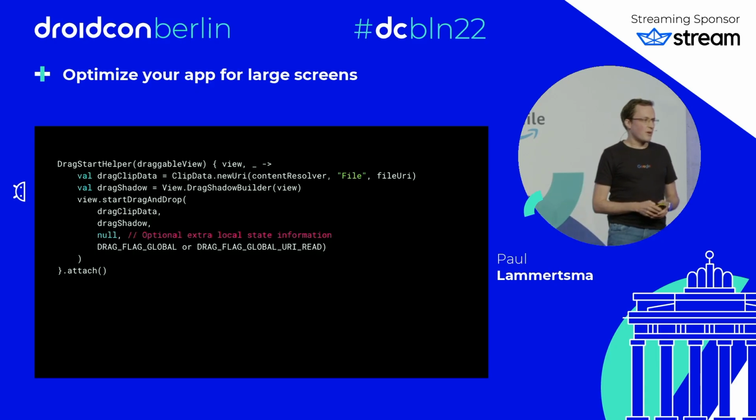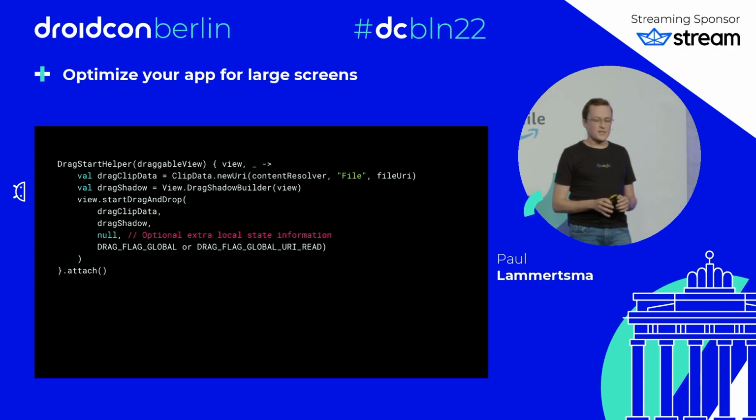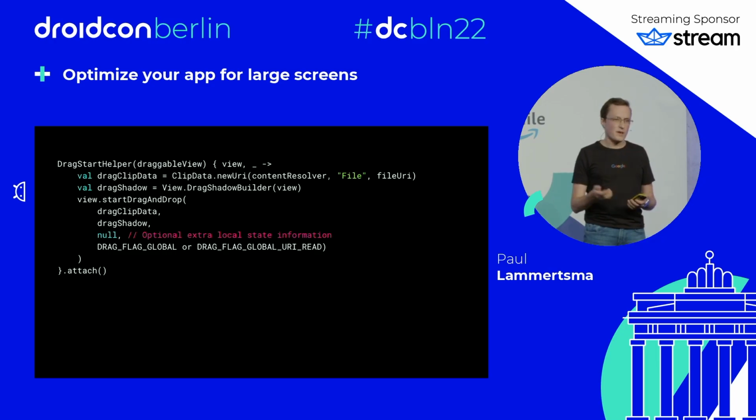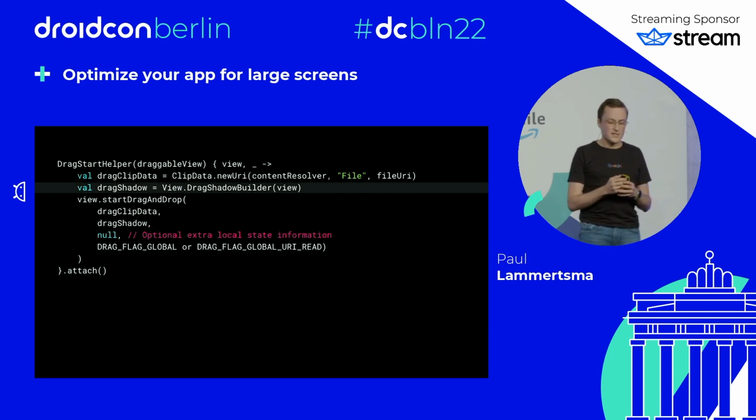So drag start helper is the utility class that detects gestures that are commonly associated with starting a drag gesture. On a touch screen, that might be long pressing on some piece of content, or on a laptop using a mouse, it might be clicking and holding the mouse button. And you can easily set and customize the visual appearance of what is being dragged using the drag shadow builder.